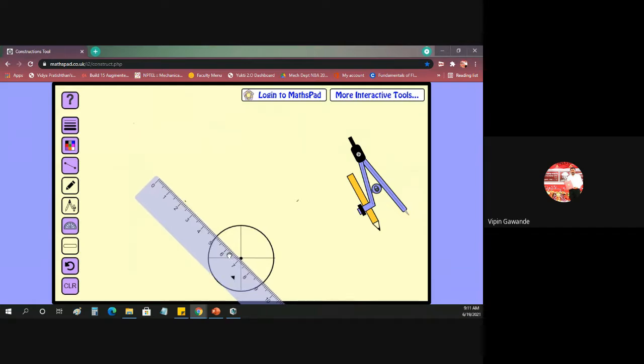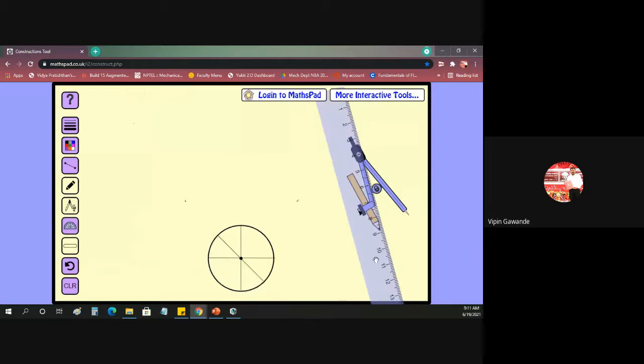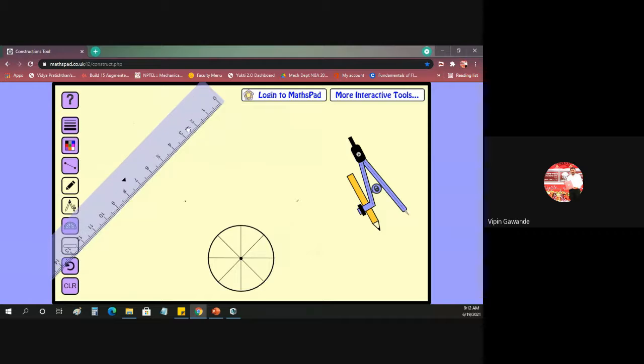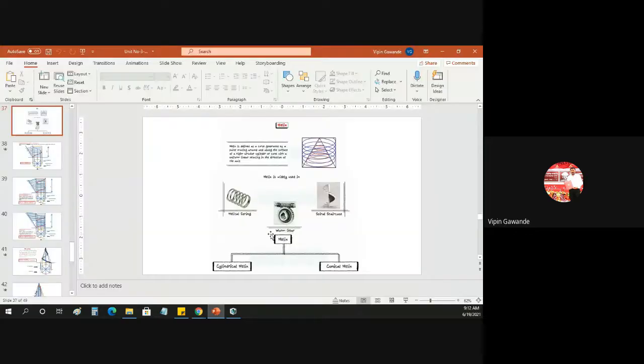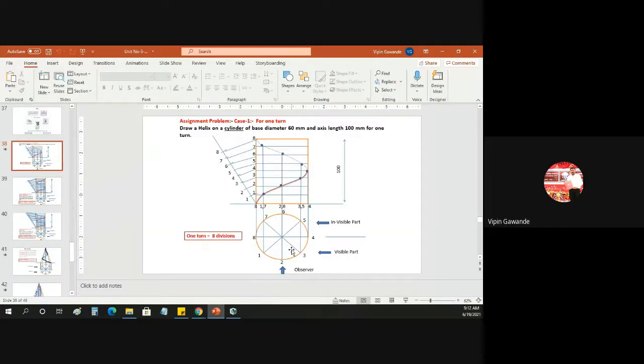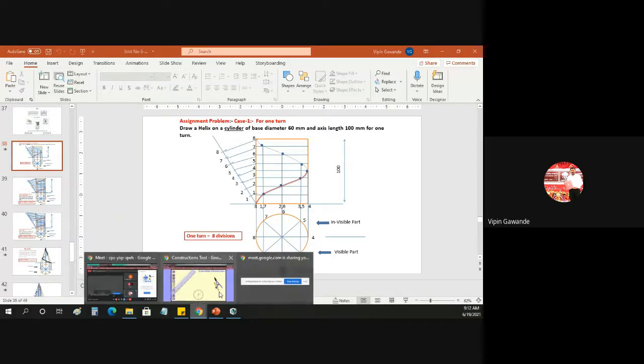So here we will draw that line like this, and on the other side we will divide this line here like this. So I have divided the circle into the 8 parts. Same you can see here also. I will explain that afterwards. So we will see first here.